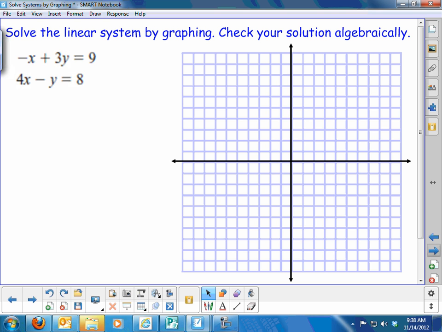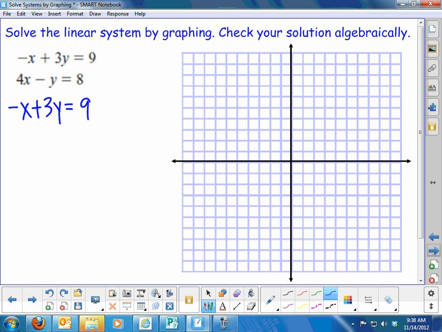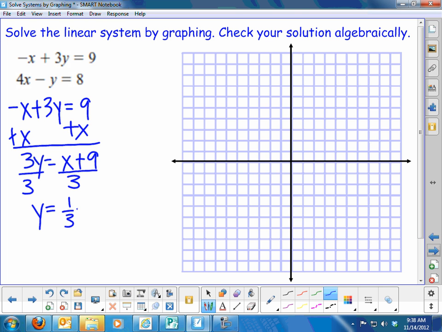All right, guys, so we had this example, -x plus 3y equals 9 and 4x minus y equals 8. If I'm going to solve this by graphing, the first thing I need to do is get both of these equations into slope-intercept form. So I'm going to take my first equation, solve for y. You guys can be pausing the video and solving for y yourselves. So I get y equals 1/3 x plus 3 as my first equation.